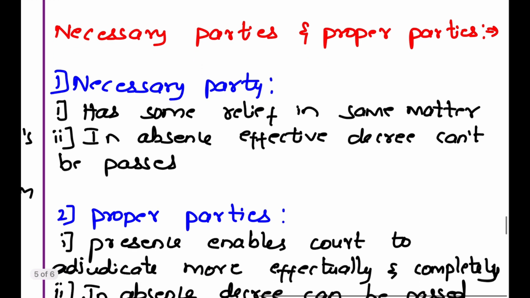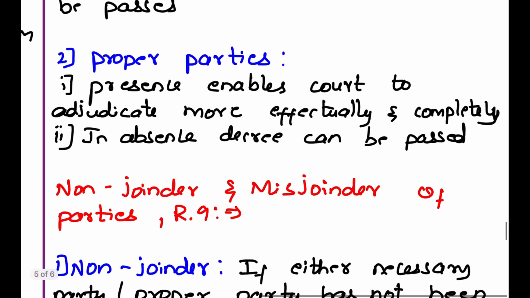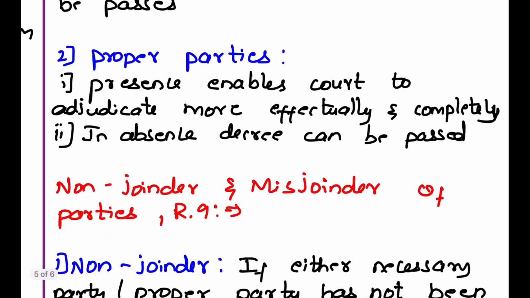Necessary parties and proper parties. So who are necessary parties to the suit? So they have some relief in the same matter. So all the parties have some relief from the defendant in the same subject matter, and in their absence, an effective decree can't be passed. So the necessary party is necessary for the suit to provide an effective decree. Proper parties. So their presence enables the court to adjudicate more effectively and completely, but in their absence, a decree can be passed effectively.